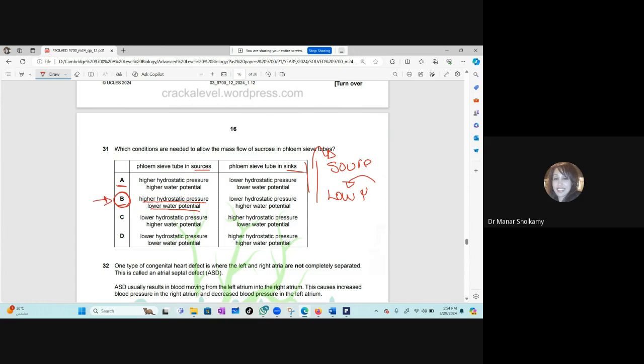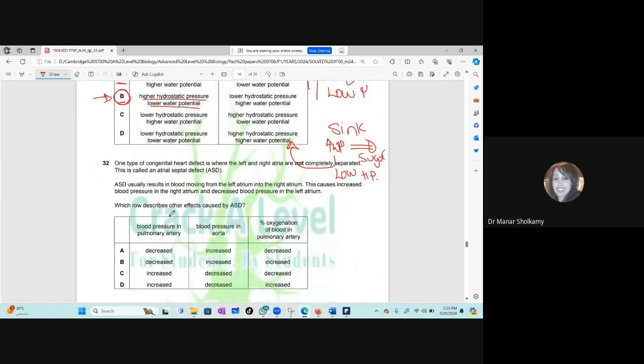And the opposite happened at the sinks. At the sink, we are unloading, so the sugar is going out. It's getting stored. So we will have a high water potential. A lot of sugar is going out, out, out. So we'll have a high water potential. And because of that, water will move out of the sink into the xylem by osmosis. And then we will have a low hydrostatic pressure. You understand this? Yes? You understand why 31 is B? Yes. Okay, well done. Okay, 32.